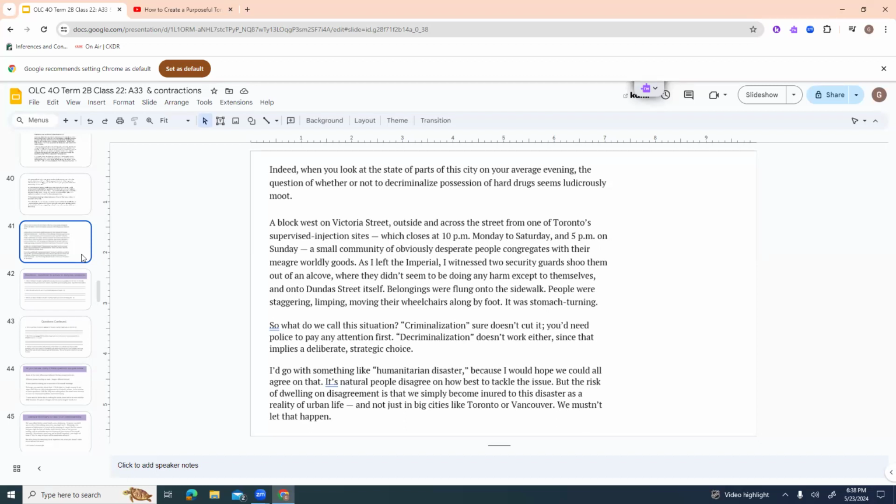So, what do we call this situation? Criminalization sure doesn't cut it. You would need police to pay attention first. Decriminalization doesn't work either, since that kind of implies a deliberate strategic choice. I would go with something like humanitarian disaster, because I would hope we could all agree on that. It's natural people disagree on how best to tackle the issue. But the risk of dwelling on disagreement is that we simply cannot become inured to this disaster as a reality of urban life, and not just in big cities like Toronto or Vancouver. We mustn't let that happen.